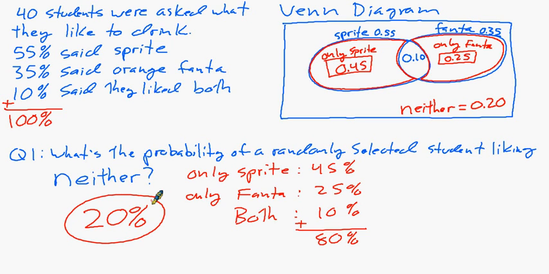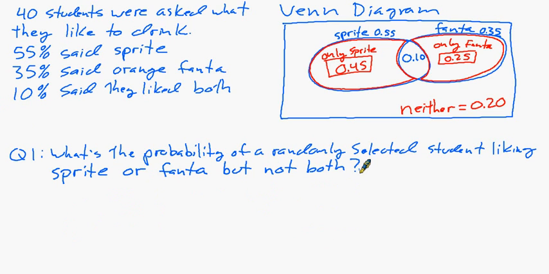All right, and here's another question, which I think gets even a little bit more interesting. What's the probability of a randomly selected student liking Sprite or Fanta, but not both? So this is Sprite or Fanta. It's an OR. What's our rule for OR? We have the addition rule when we have the OR. But remember when I first introduced the addition rule for OR, I told you it got more complicated. And it got more complicated for joint variables, and here we are.